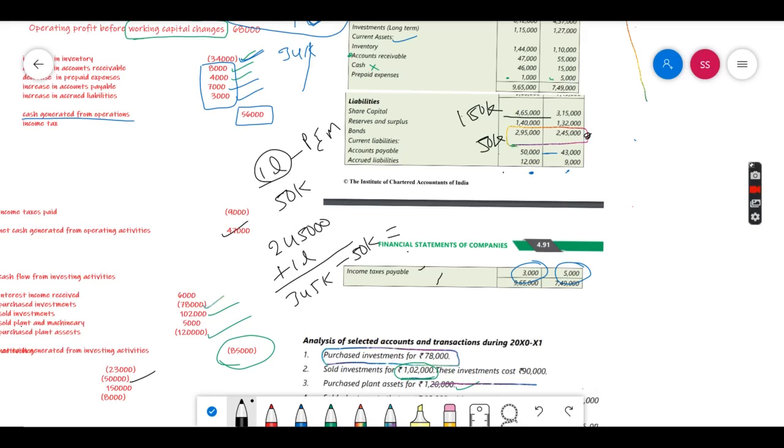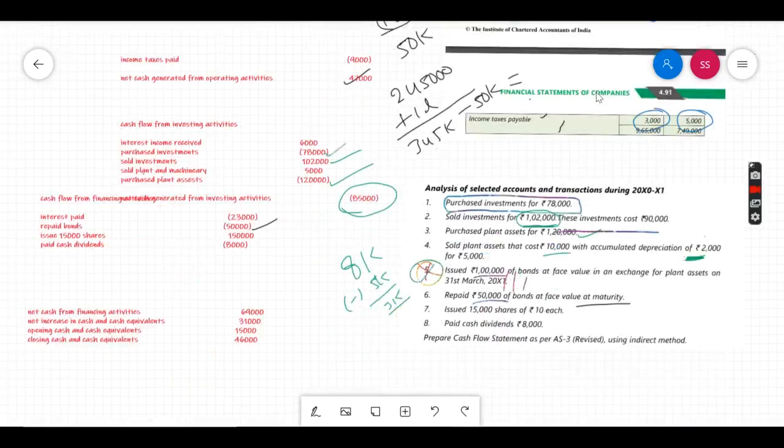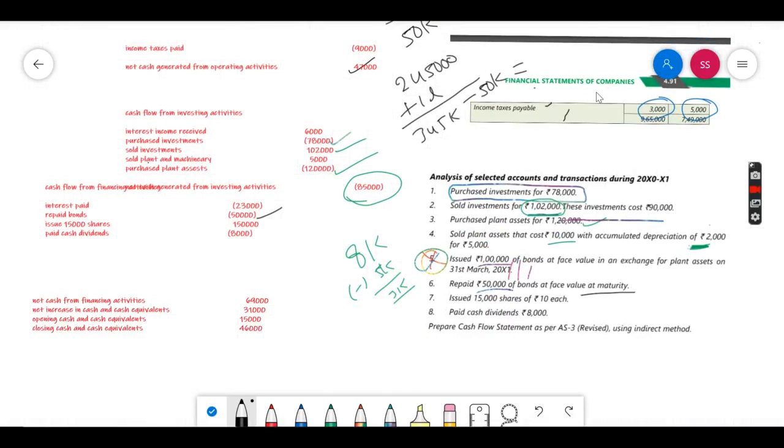They mentioned that they issued 15,000 shares at the price of 10 rupees. That means 1,50,000. Previously your share capital was 3,15,000. Now it has increased to 4,65,000. So that is also tallied, right? Now let's go to the dividends. Paid cash dividends, again a financing activity. So 8,000, deduct that. This is tallied, and the interest paid was previously done.